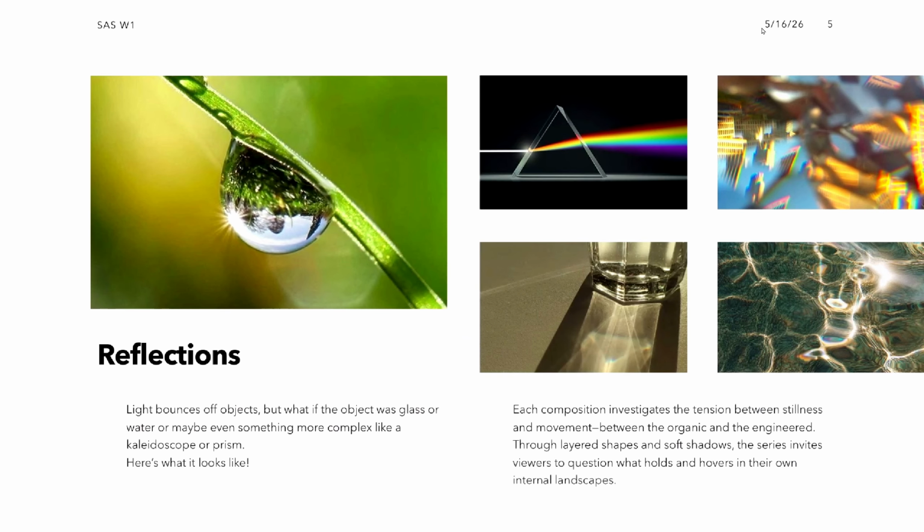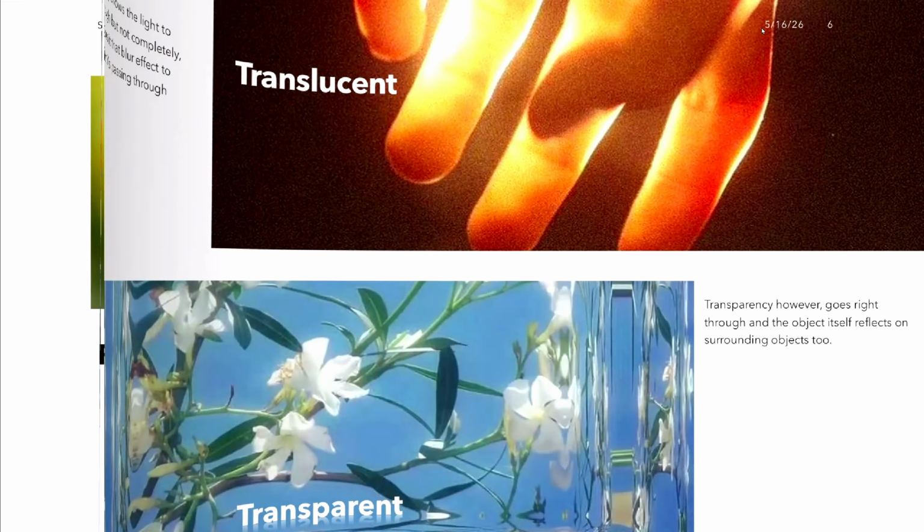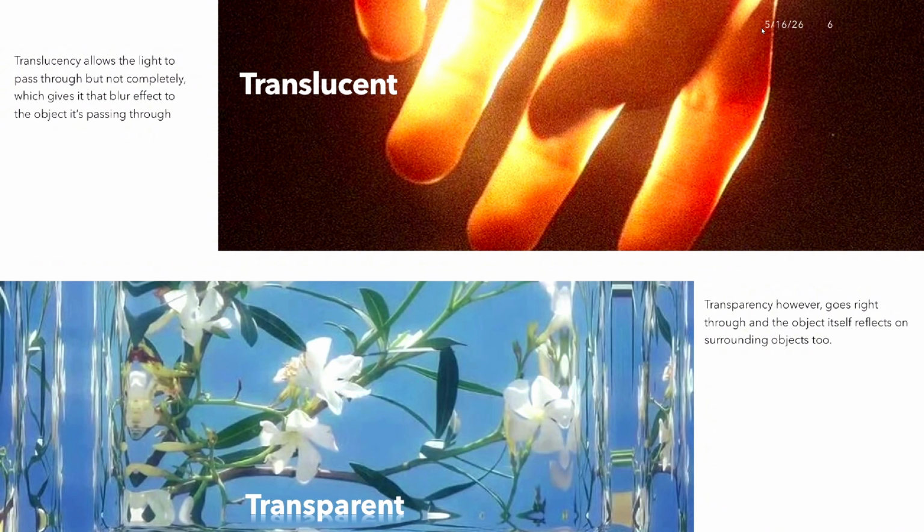So then you have the kaleidoscope on the top right. That one is basically a whole refraction in itself, and then water does that whole ripple effect. So yeah. Then we have the difference between translucent and transparent. Translucency allows the light to pass through, but not completely, which gives a blur effect to the object it's passing through. You can tell what's in it, but you can't fully tell, because it's translucent and not transparent.